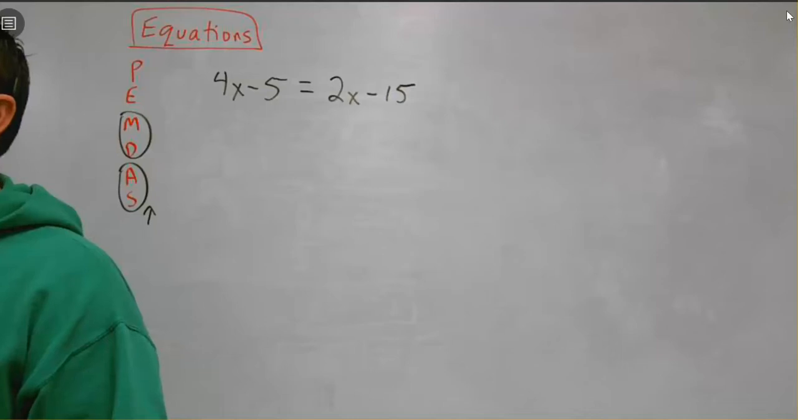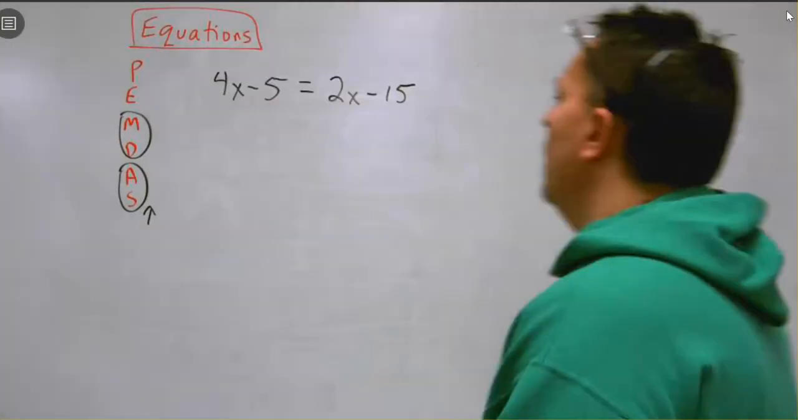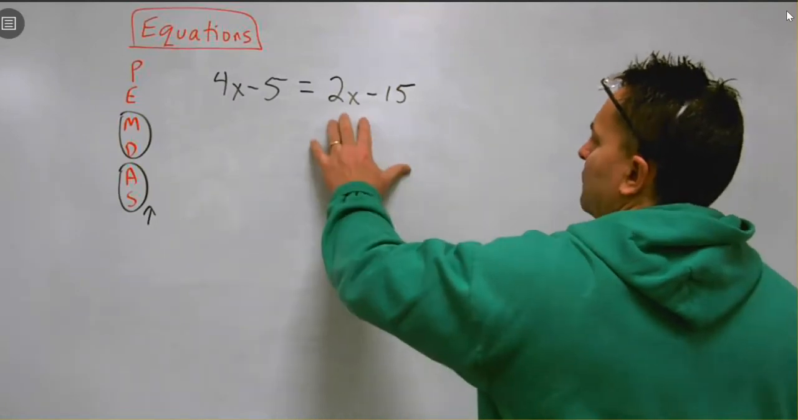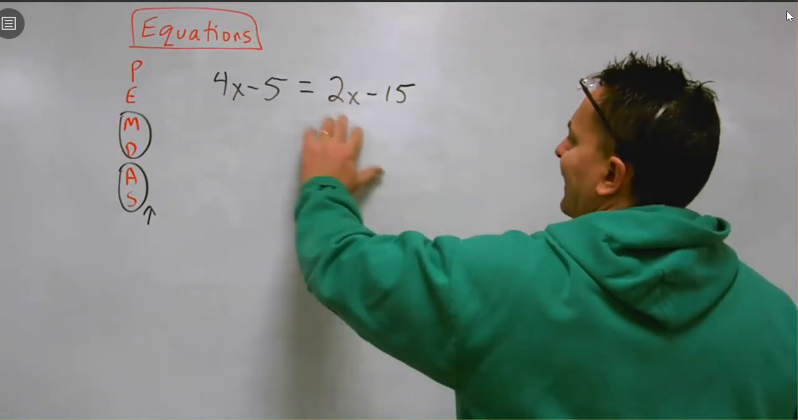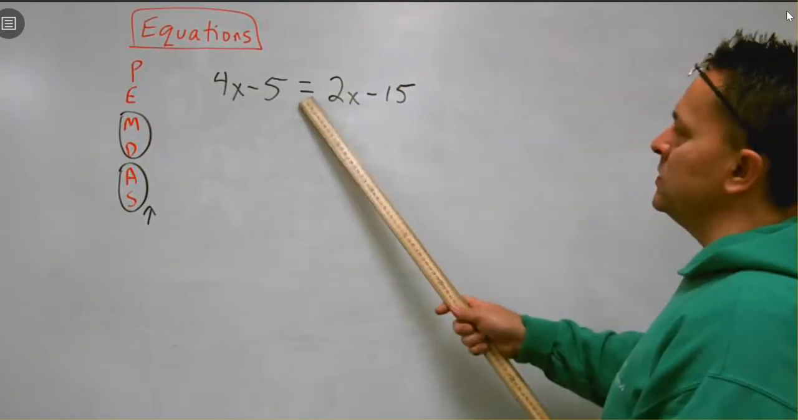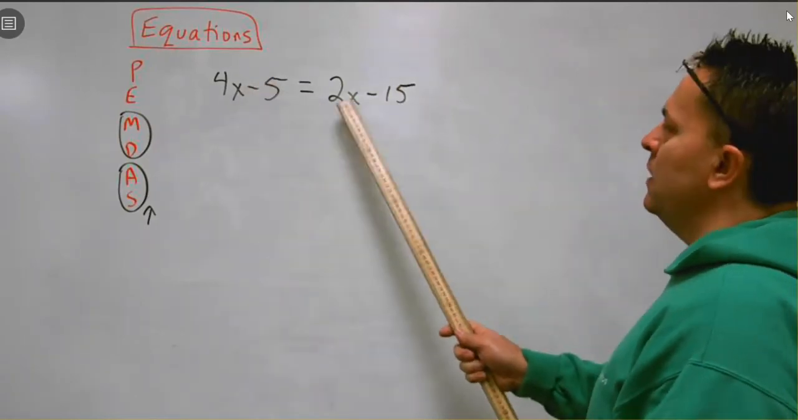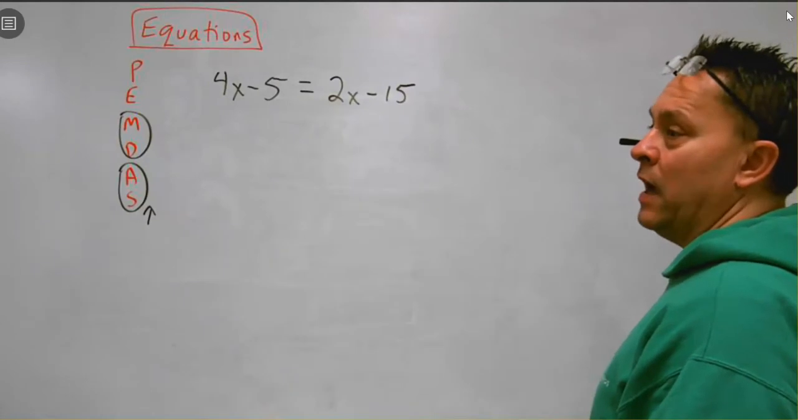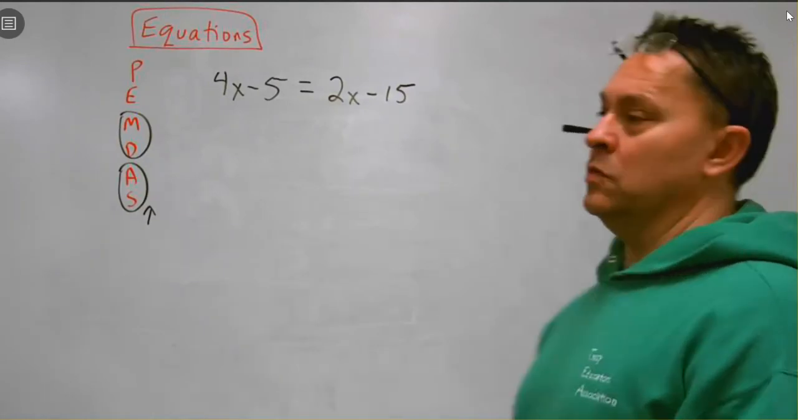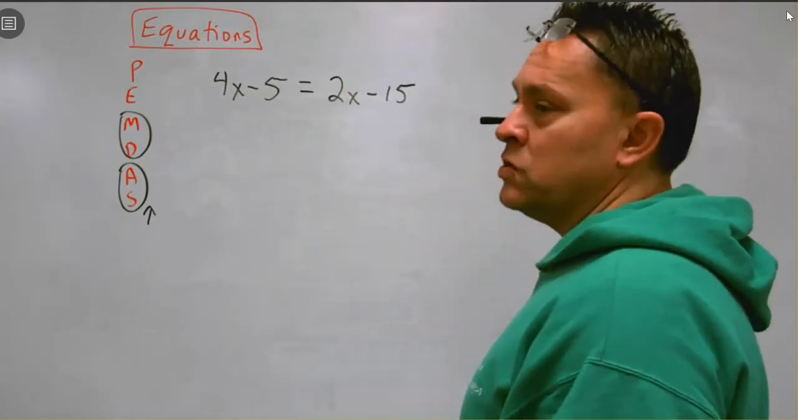When we solve these equations, what we're going to do is work to get the x terms, the x values, over on the left side of the equal sign. If you take a look at this, here's the equal sign. You've got a 4x on the left side and a 2x on the right side. So what we want to do is put the x terms all together on the left side.